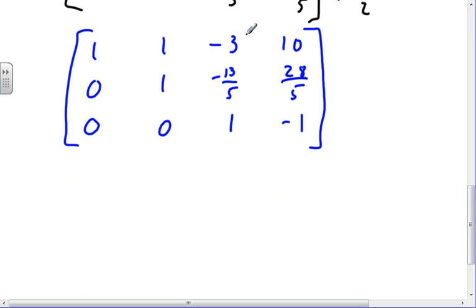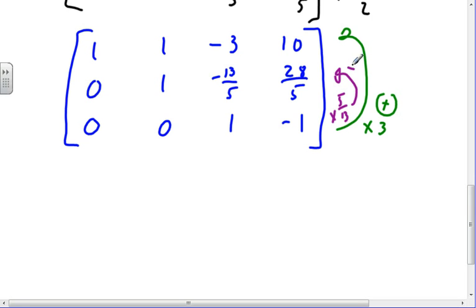Okay, I want to get rid of this minus 3, so I'm going to go times 3 and add. And that'll get rid of the minus 3. And then I want to get rid of this minus 13 over 5, so I'm going to go times 5 over 13, and then I'm going to add. Okay, so those are the two I'm doing there. So the first row, 1, 1, 0, giving me a 7. 0, 1, 0.